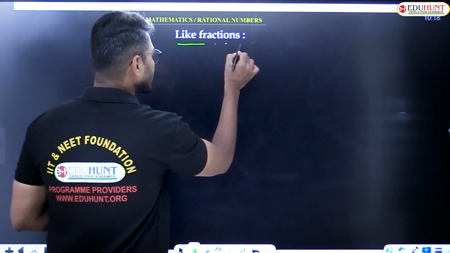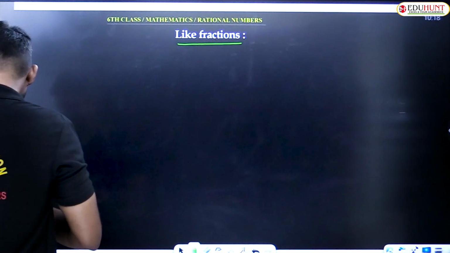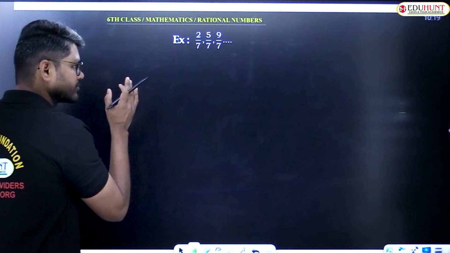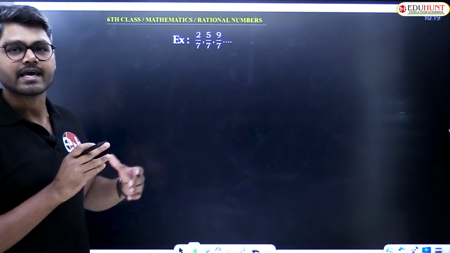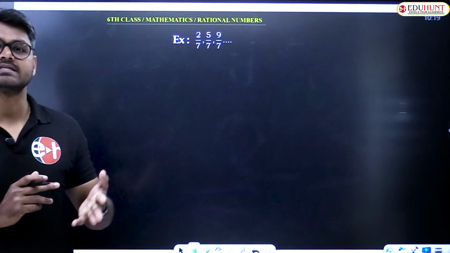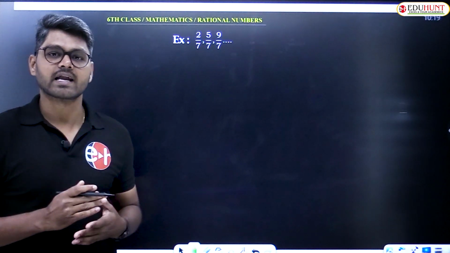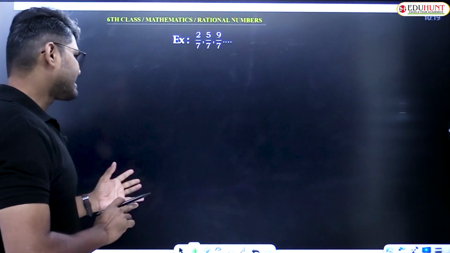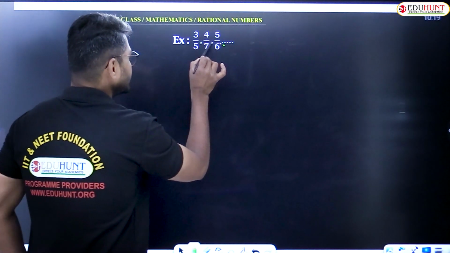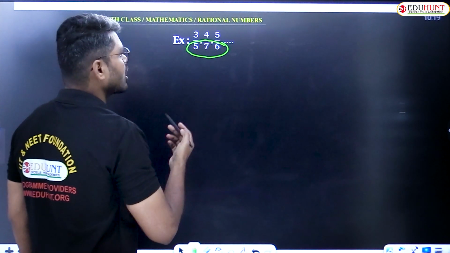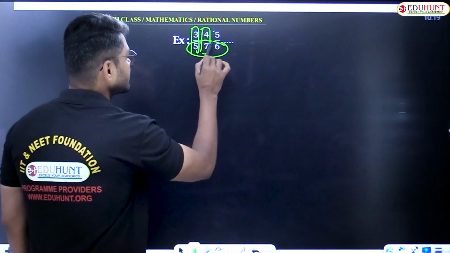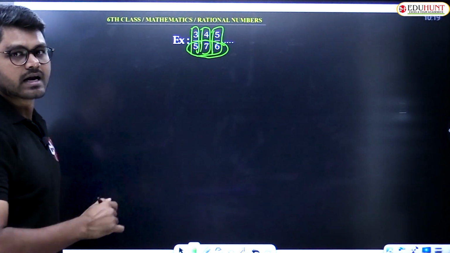Like fractions. What are like fractions? Like fractions means if the denominators of all the fractions are the same, then those are called like fractions. These are like fractions: 2 by 7, 5 by 7, 9 by 7, 10 by 7. All these are like fractions. Let's see what are unlike fractions. If the denominators are different, those are called unlike fractions. That means 3 by 5, 4 by 7 and 5 by 6. All these are unlike fractions.